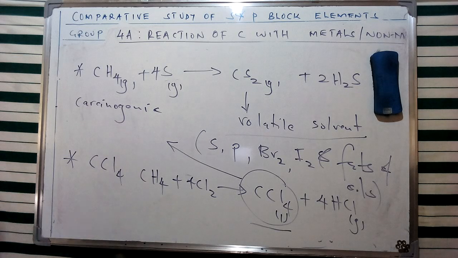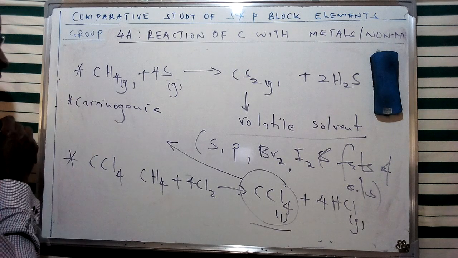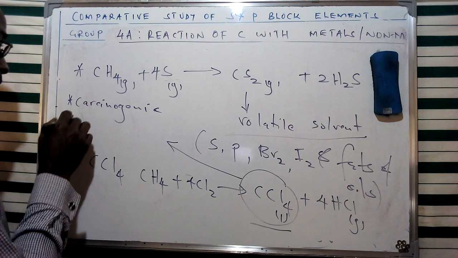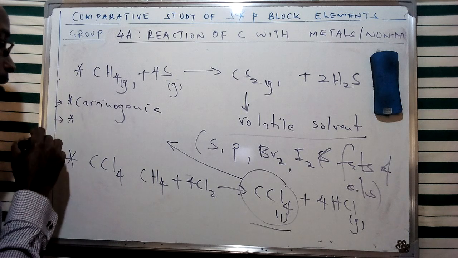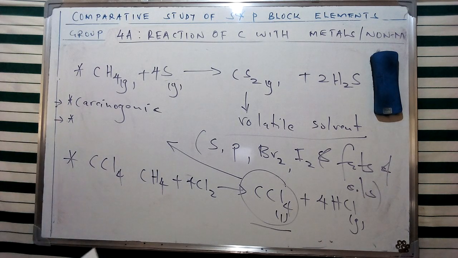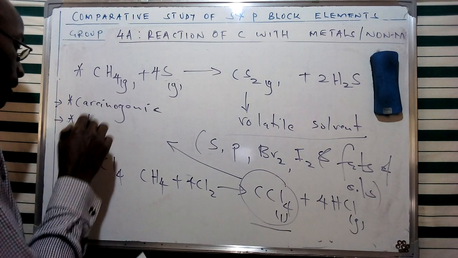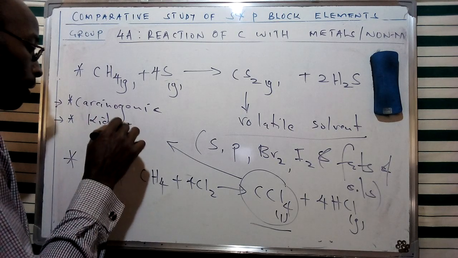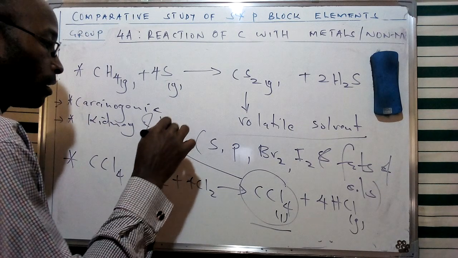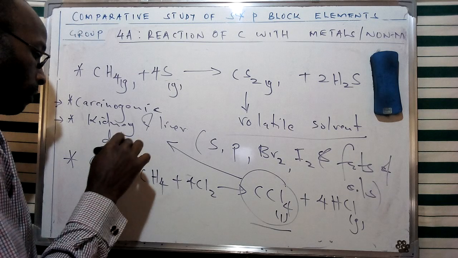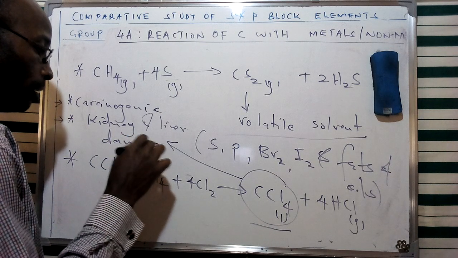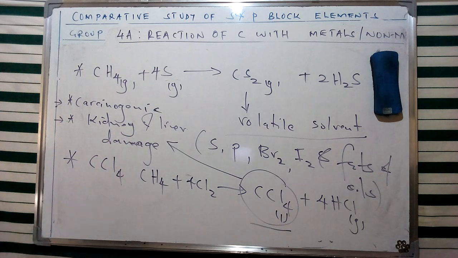And in this particular case, this compound, apart from being carcinogenic, is going to have the effects of causing kidney and liver damage. So therefore, this is one of the negative effects of some of the carbon compounds which we are going to come across in our various discussions.